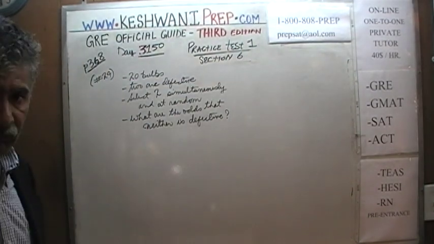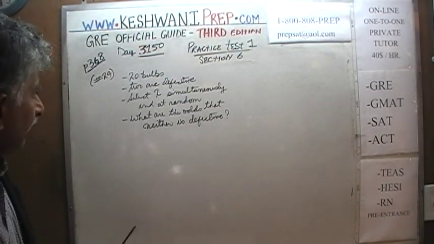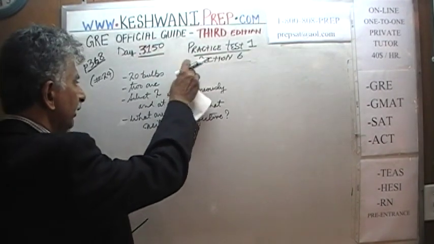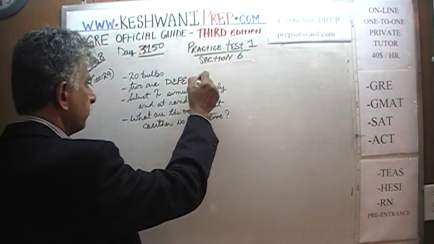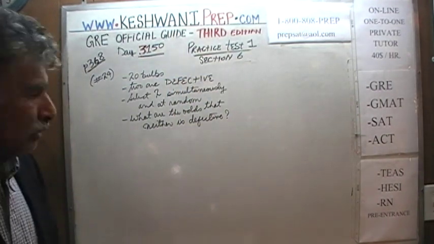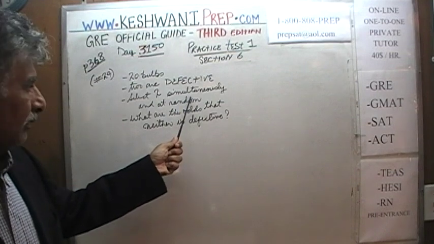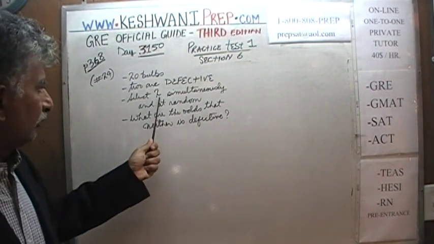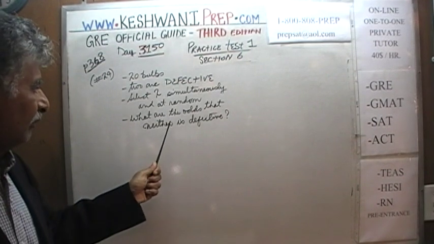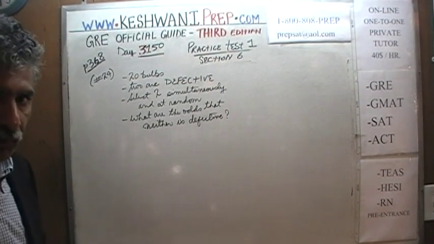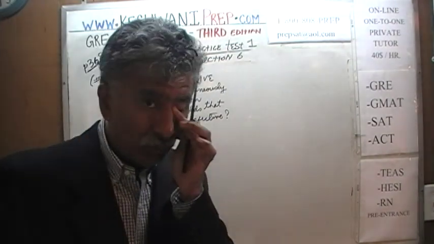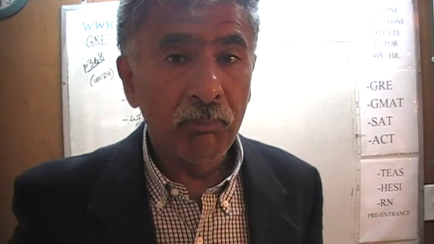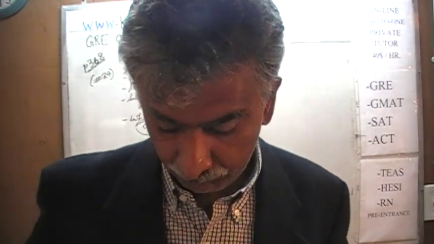All right? It says that there are 20 bulbs in a box. Two of those 20 bulbs are defective. We are to select two bulbs simultaneously, at random, of course. The question simply is, what are the odds that neither of the two bulbs we select is defective? What are the odds of selecting two non-defective bulbs simultaneously out of a box containing 20 bulbs? Let's find out, shall we?